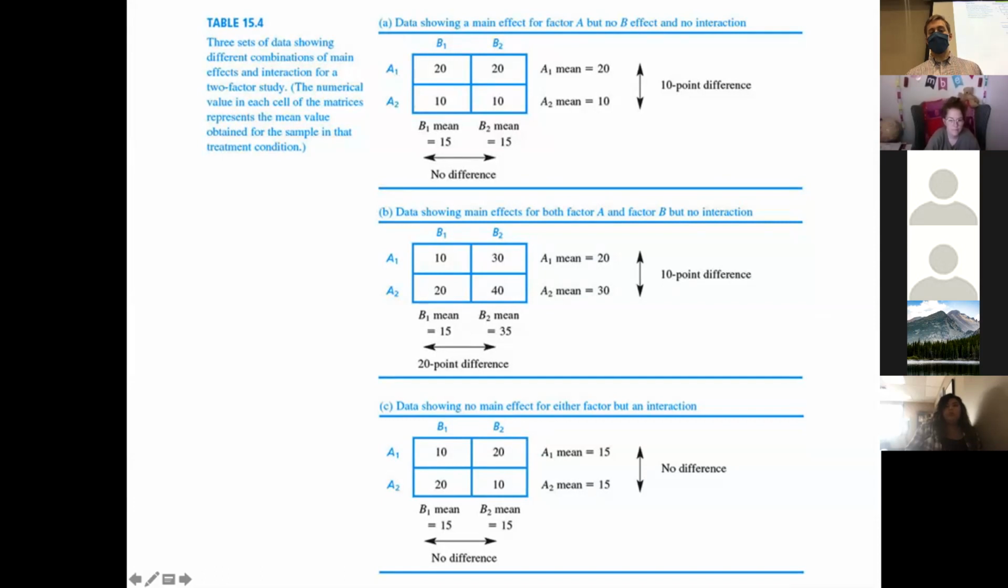All right, so that's what this is just saying, right? So you could have a main effect for A, right? These means are different, these means aren't. You could have a main effect for B, these means are different. And then you could have no effect for either one of them, right? Such that the means are the same there, and the means are the same there, but you have an interaction such that you can see your position on A flips on level 2 for condition B. So we'll go over some examples in just a minute.